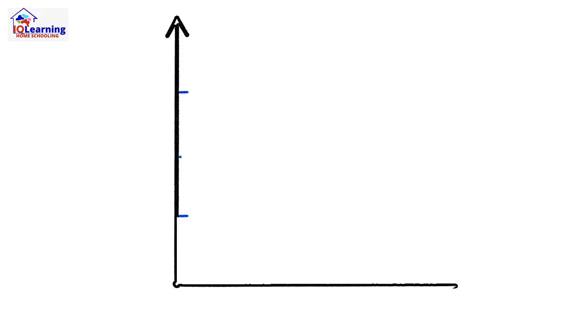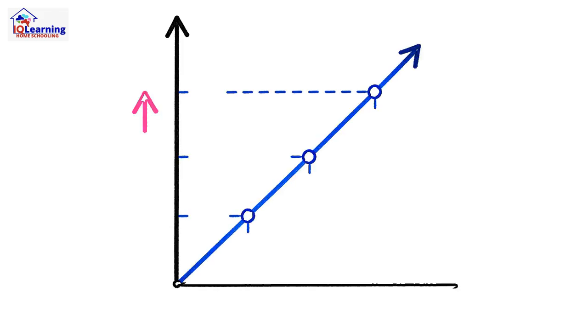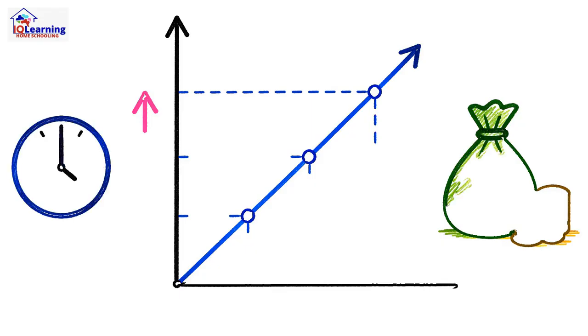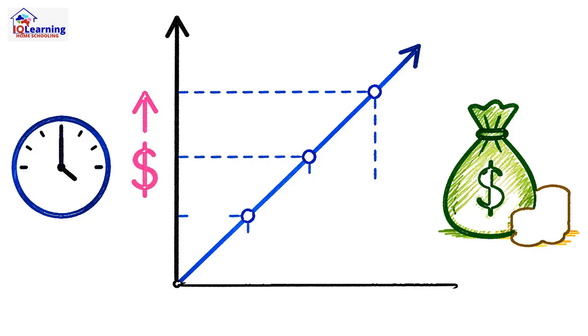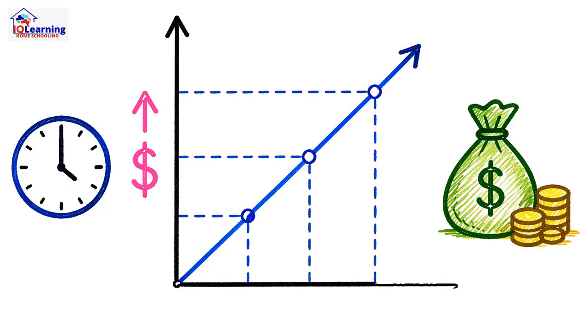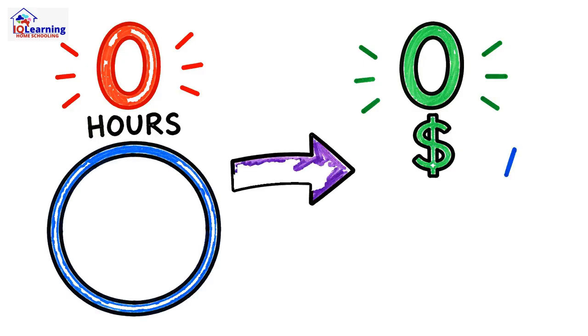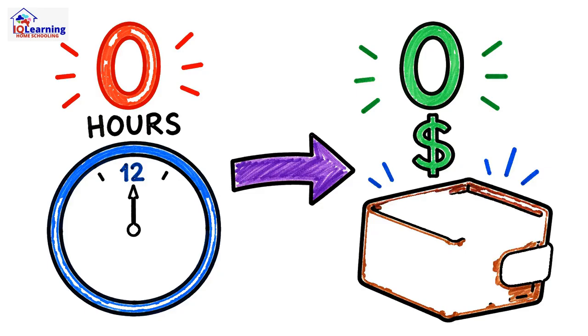What you notice is that the more hours you work, the more money you earn, or the more kilometers you drive, the more fuel you use. This predictable link is called direct proportion. It's the simple, steady math where two things grow or shrink together at a constant rate. If you double one, the other doubles too. But for a relationship to be truly directly proportional, it has to follow a few strict rules.